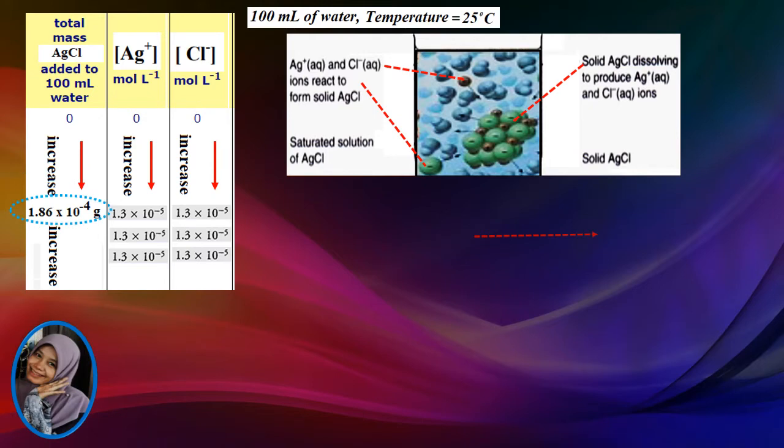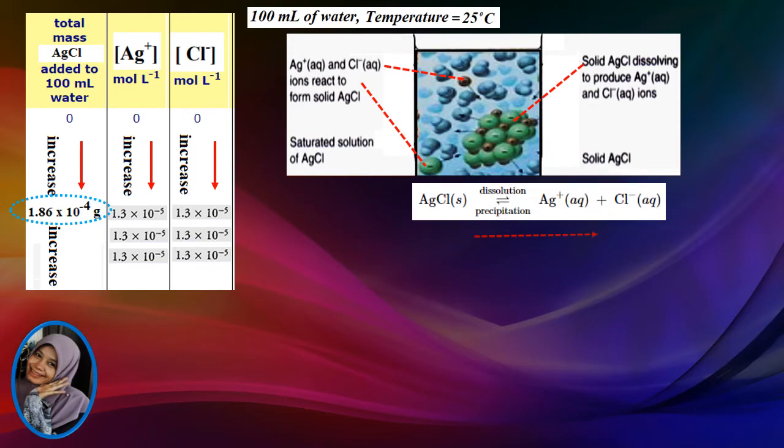When I add 1.86 times 10 to the negative 4 grams of silver chloride to the solution, the concentration of silver ion is 1.3 times 10 to the negative 5. Since 1 mole of silver chloride dissociates in water to give 1 mole of silver ion and 1 mole of chloride ion, at this point the concentration of chloride ion is also 1.3 times 10 to the negative 5. Keep adding solid silver chloride, but the concentration of silver ion and chloride ion remain the same.